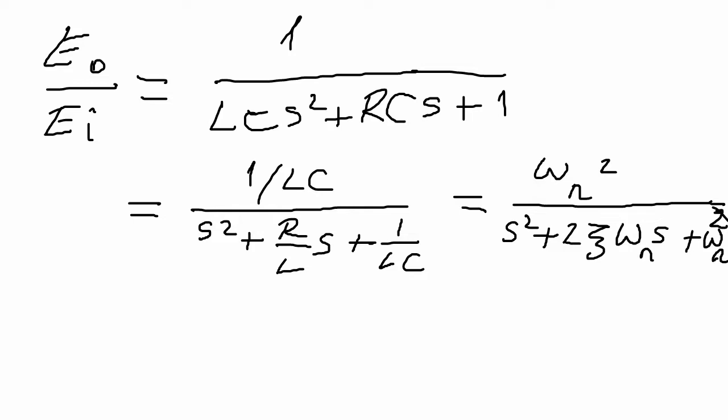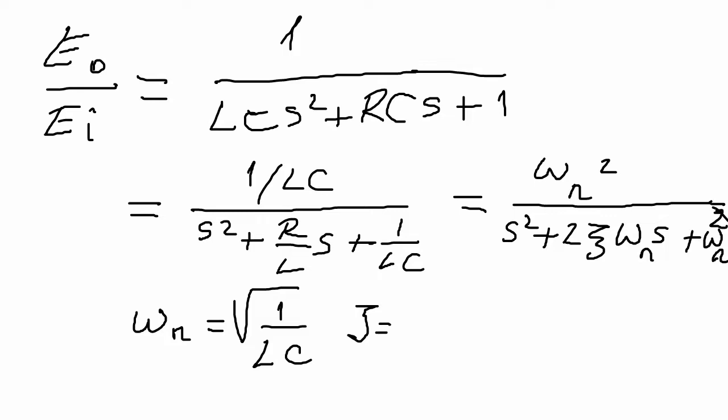Omega n is the resonance frequency. So omega n is equal to the square root of 1 over LC. Zeta is a damping factor. Therefore, zeta is a damping. So it's a typical second order system.